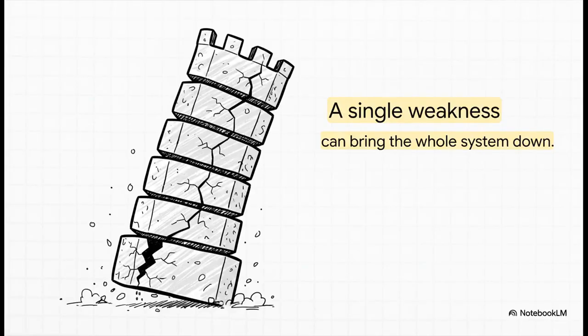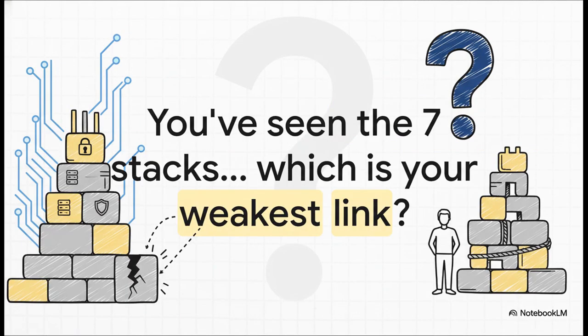And if there's one thing you take away from this, it's that security isn't a product you can just buy. It's a process. It's a whole system of interconnected layers. A weakness in any single one of them, a misconfigured router, an unpatched OS, a vulnerable plugin, can bring the entire fortress crumbling down. And that really leaves us with one final and very important question. Now that you've seen the blueprint of the entire digital fortress, I want you to take a look at your own. Which of these 7 stacks is your weakest link?